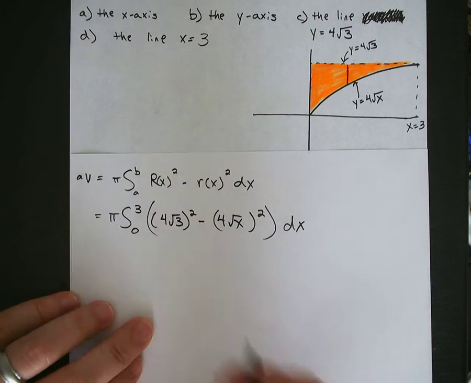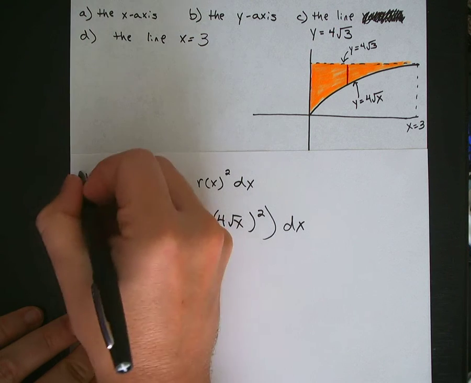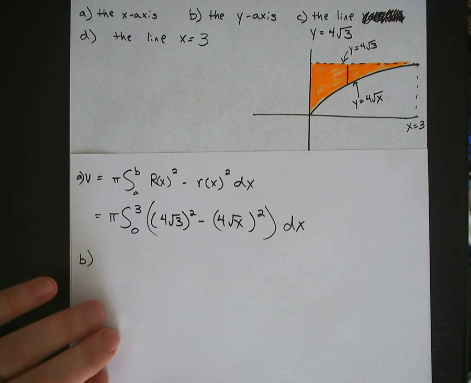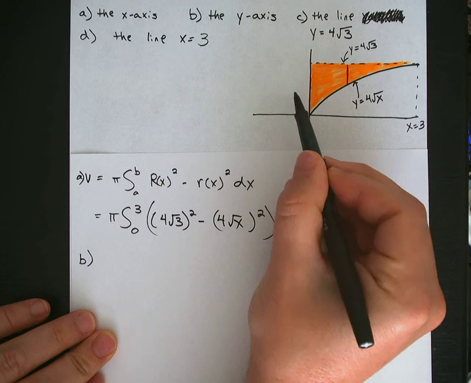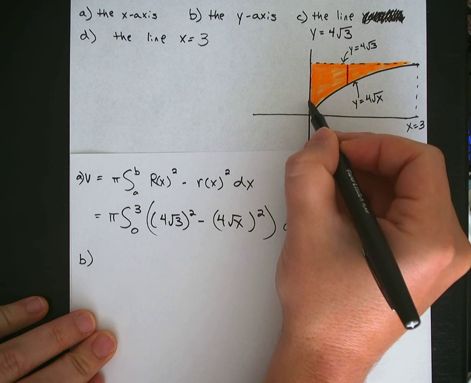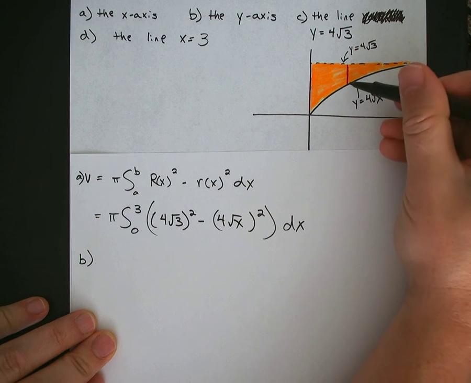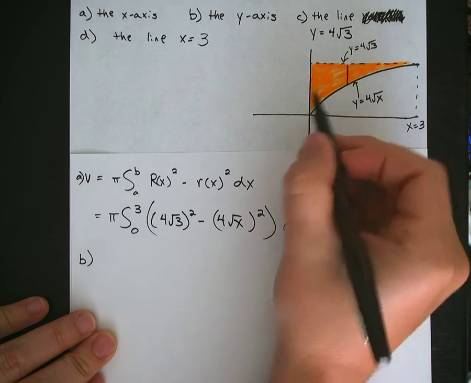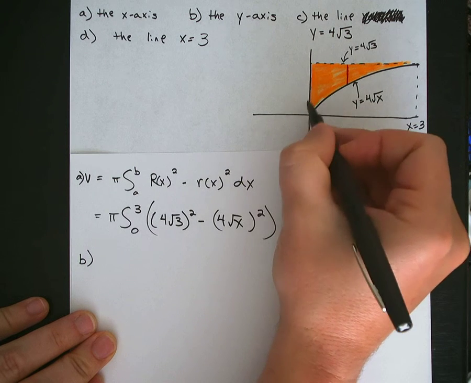Okay, so for part B, we've got the same problem except we're rotating around the y-axis. So we're going to be rotating this direction now. Since we're rotating around here and the region is actually touching the y-axis, there's not going to be a hole like there was with the x-axis. With the x-axis, there was this gap in the middle, which forced us to use the washer method. But here, there's no distance between the axis of rotation and the region.